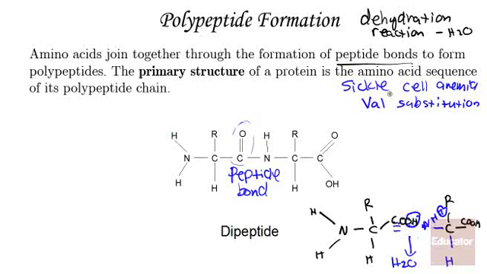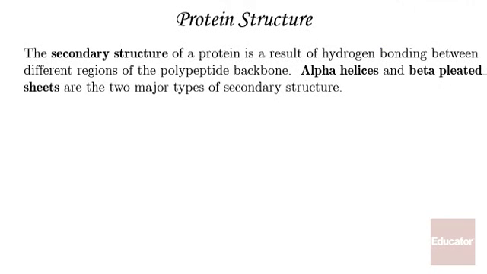So we went through this first level of structure. Let's go into more detail about the other levels. The secondary structure of a protein is a result of hydrogen bonding between different regions of the polypeptide backbone. When I say polypeptide backbone, that means not the side chain. It means the other parts. The 2 main protein secondary structures are alpha helices and beta pleated sheets.